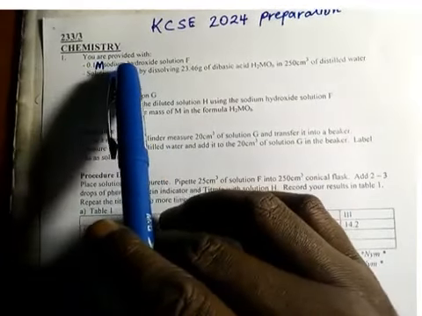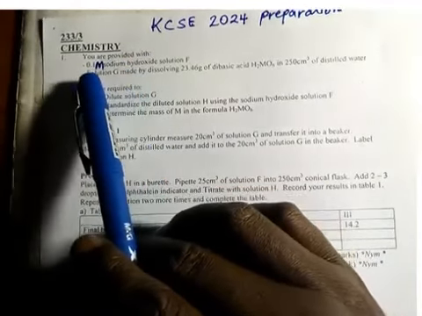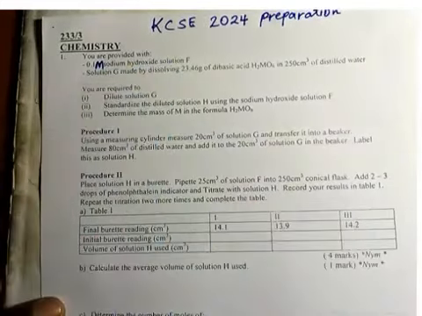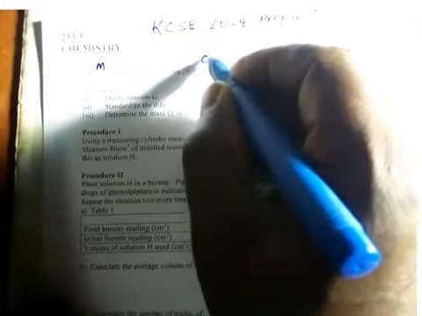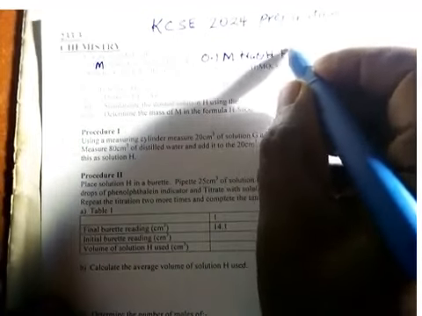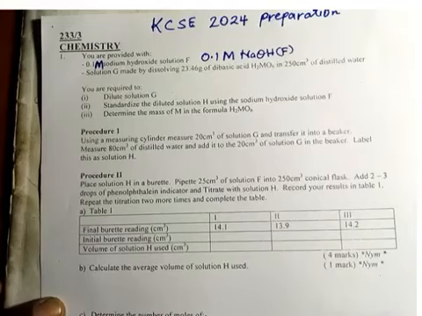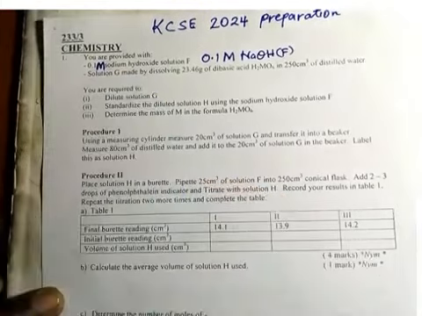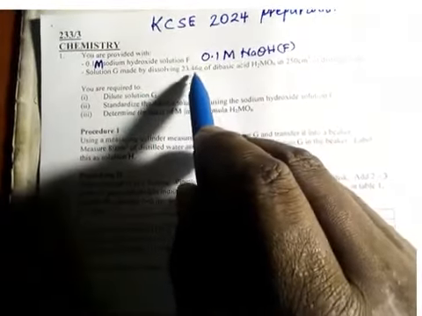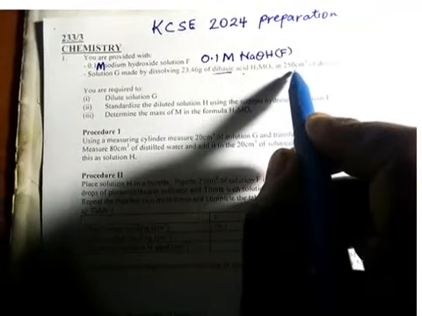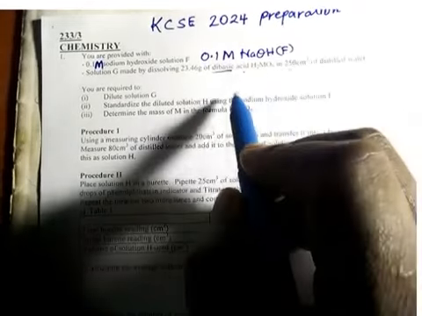You are provided with 0.1 M sodium hydroxide solution F. So this one is 0.1 M sodium hydroxide called solution F. Solution G is made by dissolving 23.46 grams of a dibasic acid in 250 cm³ of distilled water.